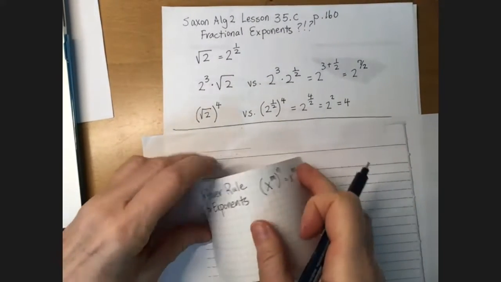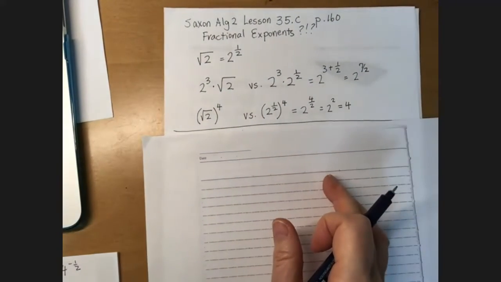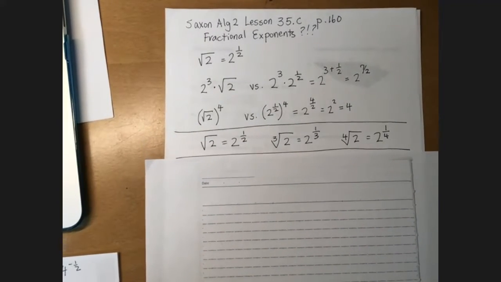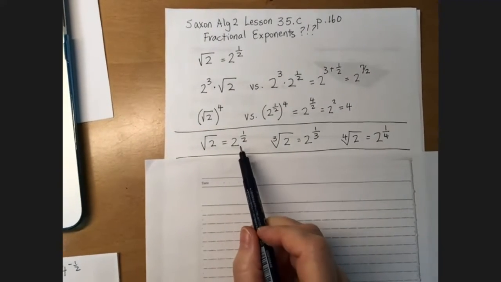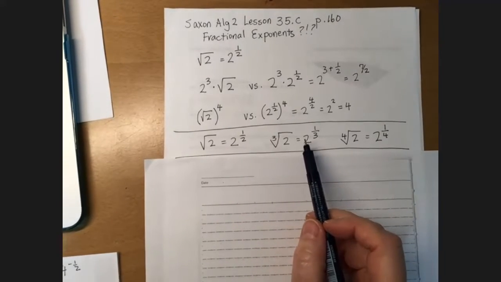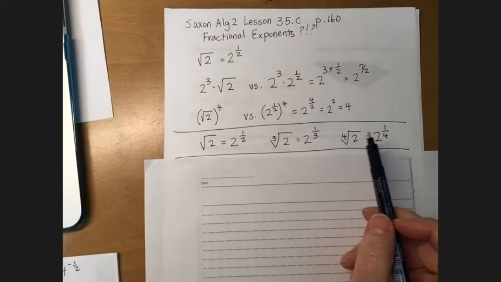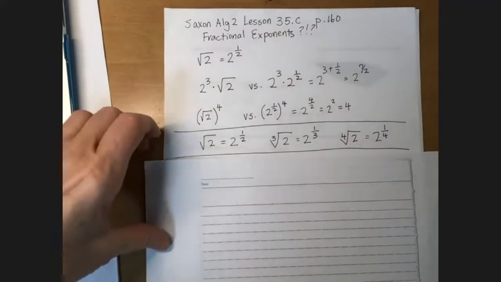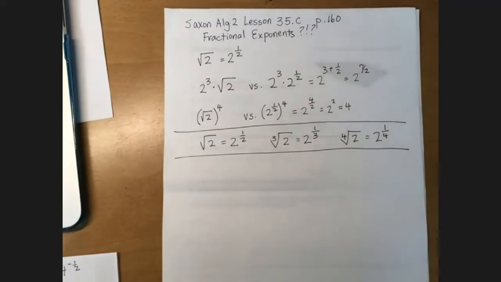So now we want to just review some of the other fractions that the book talks about. We know the square root of 2 is going to be 2 to the 1/2. So the cube root of 2 is 2 to the 1/3. And the 4th root of 2 is 2 to the 1/4. And with that under our belts, let's tackle the examples in this lesson.